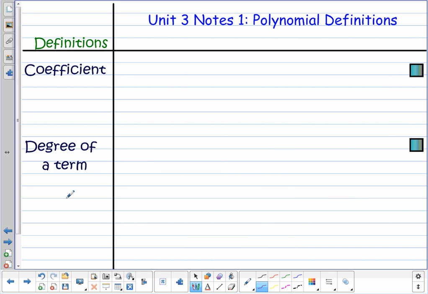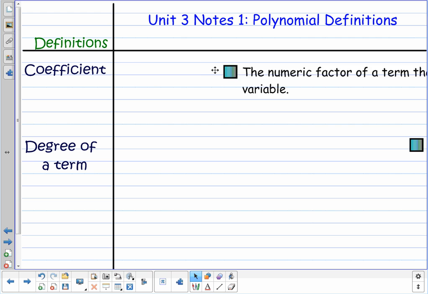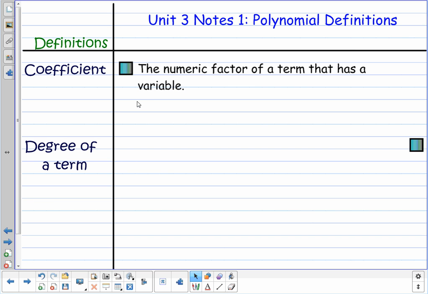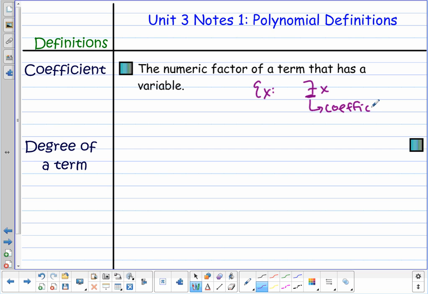Let's talk about a coefficient. Now, you've heard me use this word a lot, but a coefficient is the numeric factor of a term that has a variable. So basically, it's the number in front of the variable. If I look at an example here, let's say I have something like 7x. 7 is my coefficient. If I look at something like 6xy squared, 6 is my coefficient. So it's just the number. A lot of times when people write the coefficient, they want to write the variable behind it. X isn't a coefficient, X is a variable. So 7 is the coefficient out front, 6 is the coefficient out front there.